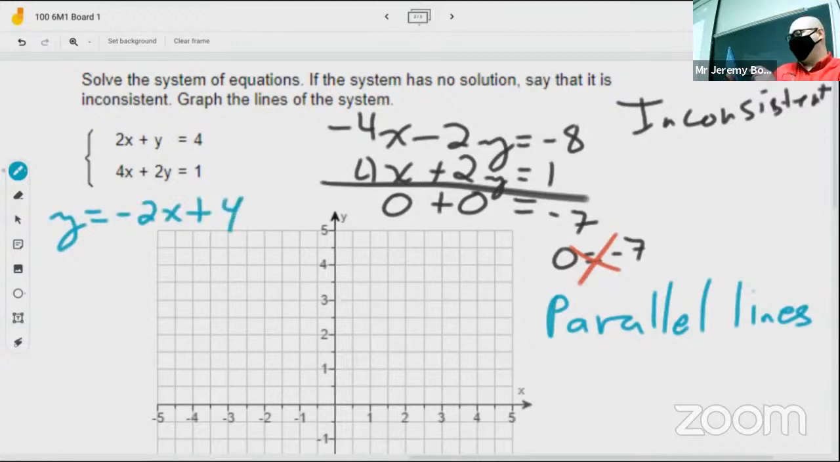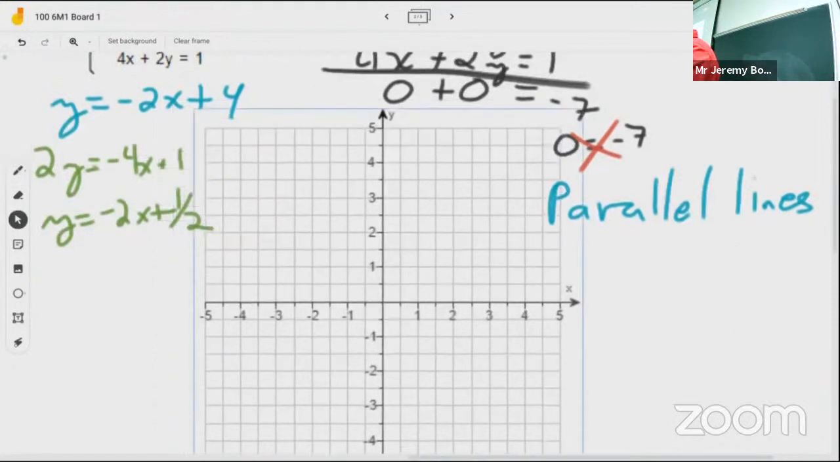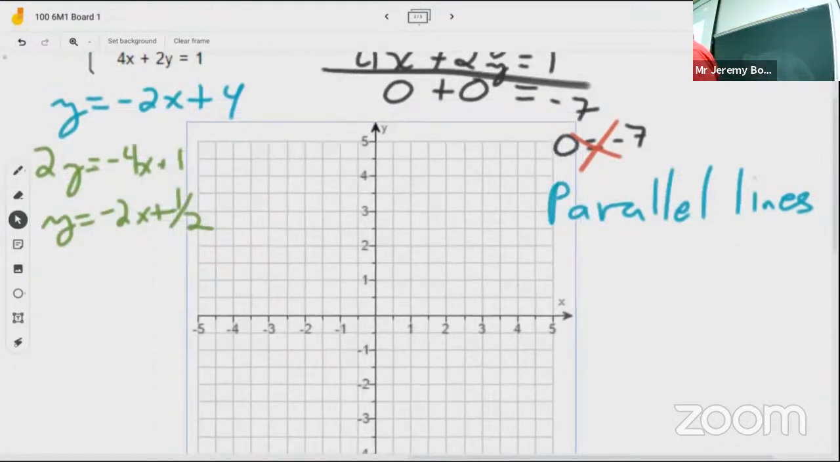plus 4. If I take the second one and solve it for y, it's going to take a little bit more work. Let's do it in green, I guess. We get 2y is equal to negative 4x plus 1, and I need to divide by 2. So y is going to equal negative 2x plus 1/2, right? And so I can use that. That's the slope-intercept form. That's going to give me the slope and the intercept, which should give me enough to graph it.